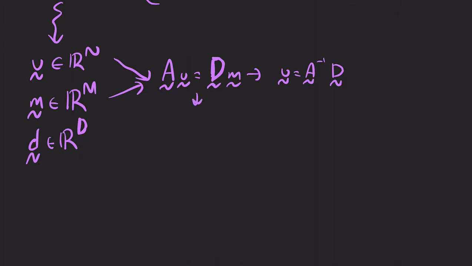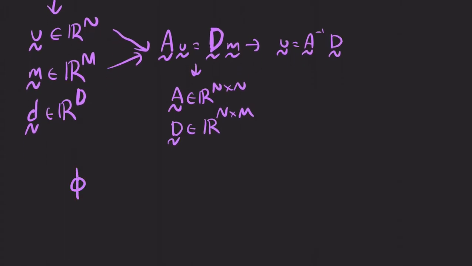Now in our context, A is a square matrix. D maps m vectors to n vectors. And then recall that our job in inverse problems is to solve this minimization problem. And we'll go again straight to the discrete case here.